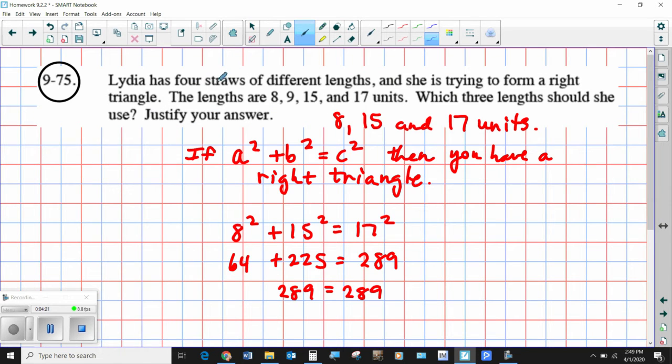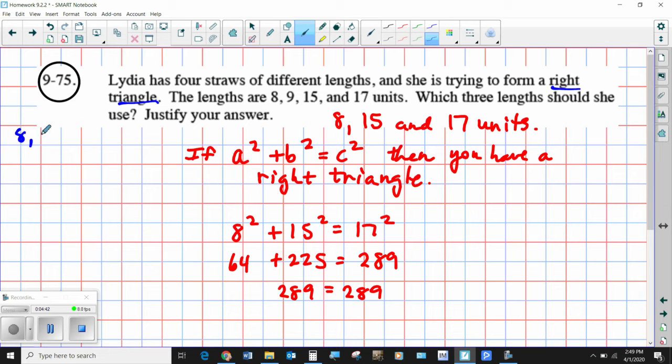Lydia's drawn 4 straws of different lengths, and she's trying to form a right triangle. Well, what do we know about right triangles? We know that if you take the two shorter sides and square them and add them together, that will be equal to the longest side of the 3 once it's been squared. So there aren't too many combinations that we can do here.